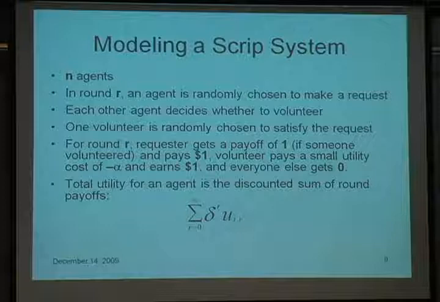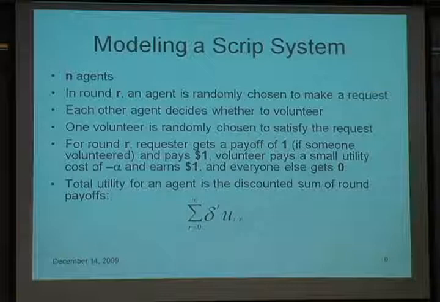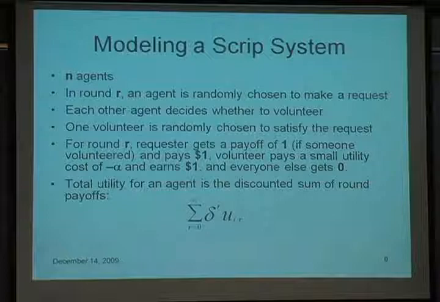We're going to think of this as going on for an infinite number of rounds, and so we're going to have agents discounting their future utility, the standard way in economics people think about these repeated games. Where delta in this picture is a rate at which I value things in the future less than I value them now. Question?